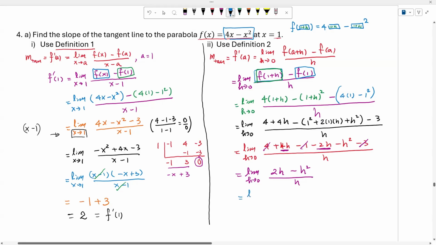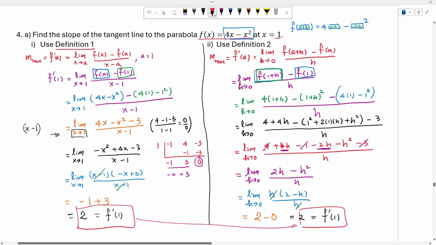And then now we are going to factor out the h. And we work with the direct substitutions. So my answer is 2. So you will see that we get the same result. It doesn't matter which definition we work with, right?